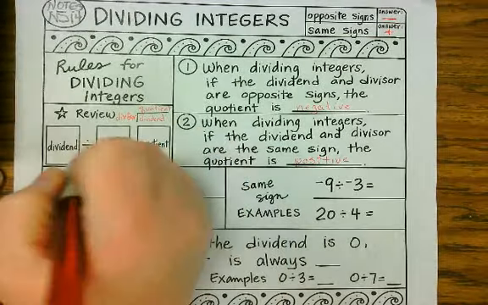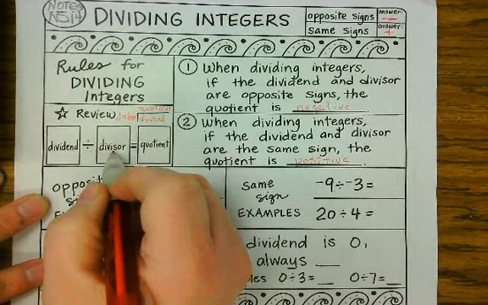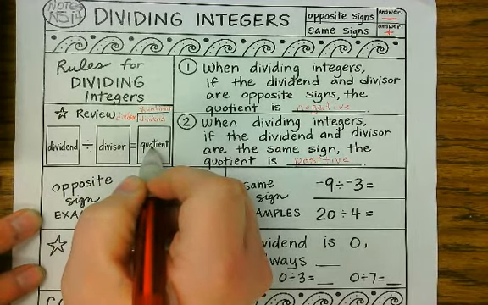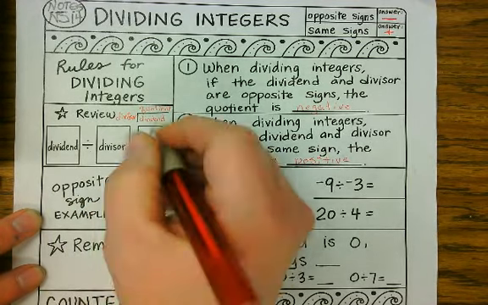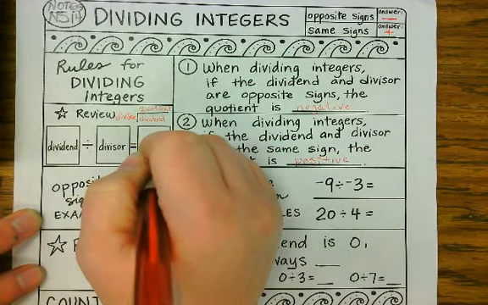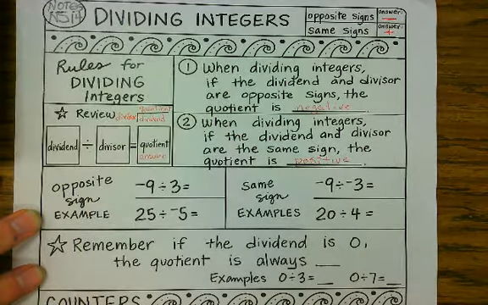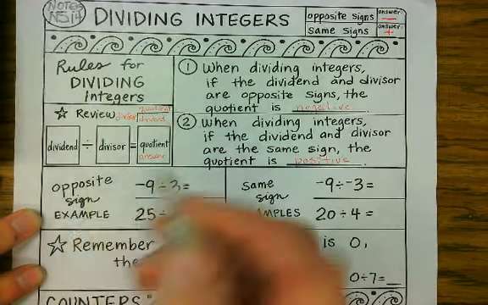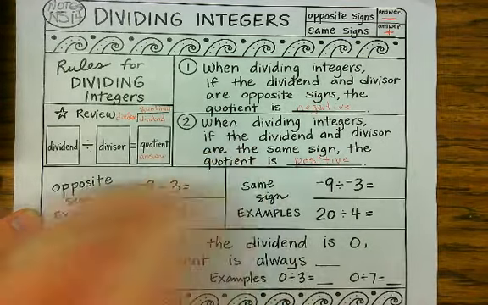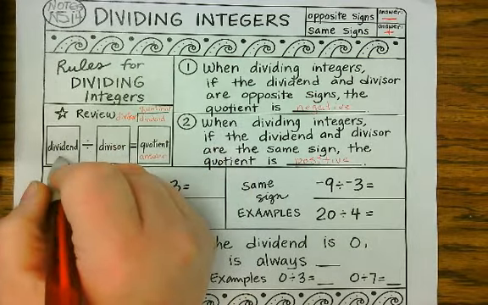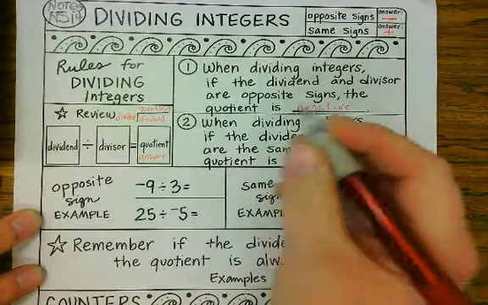All right. Now, a dividend divided by the divisor equals the quotient, or answer is what this is also called. Okay, so this is also called the answer. Alright, and this is the problem. This is your first number divided by the second number.